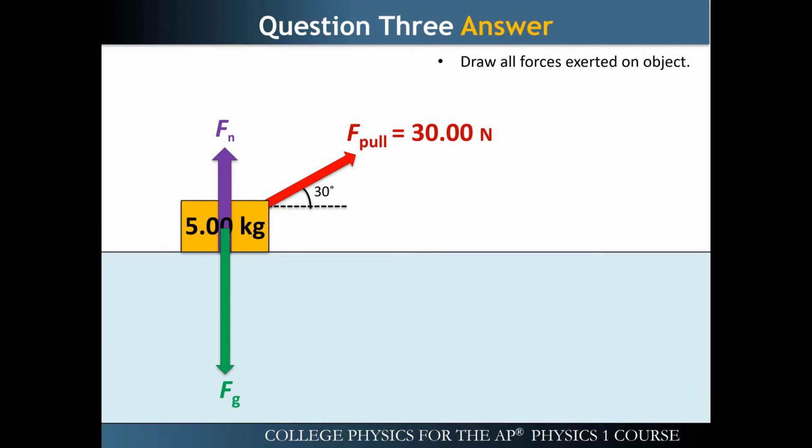All right, so any ideas why they have drawn this green downward weight vector so much larger than the purple upward normal force vector?